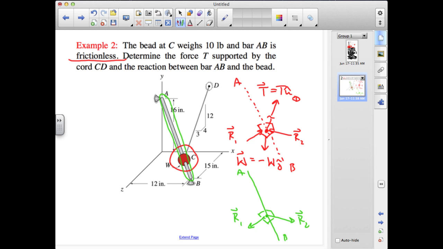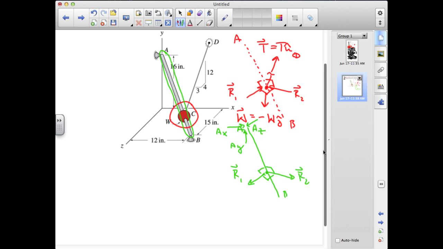So if we were going to complete this free body diagram, we would have to draw an AX, an AY, and an AZ here, and we'd have to draw a BX, a BY, and a BZ here. So here is one example where a bar that is ball and socket or pin supported at its two ends does not exhibit the behavior of a two-force member, and we have to have a free body diagram that looks like the one I've shown in green.